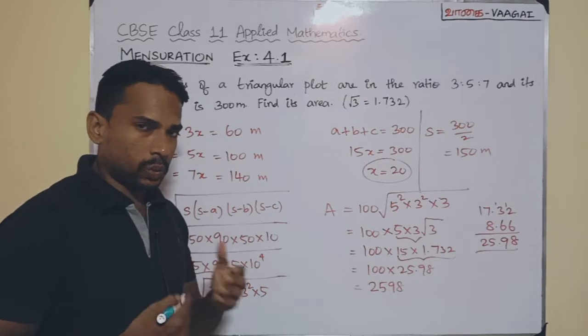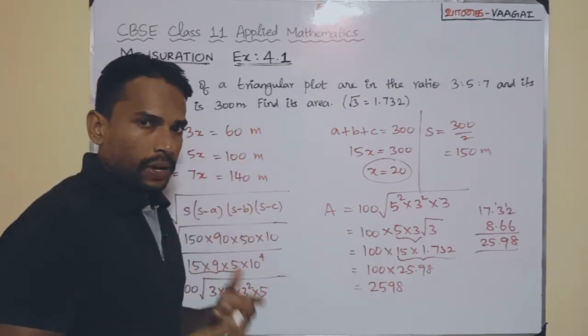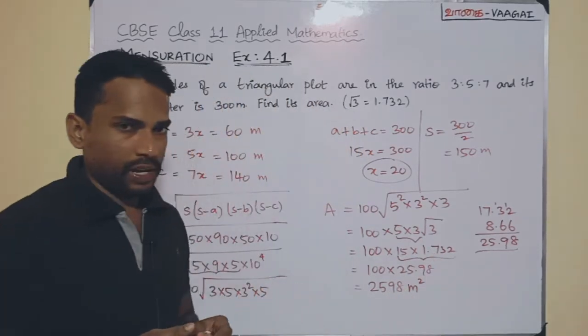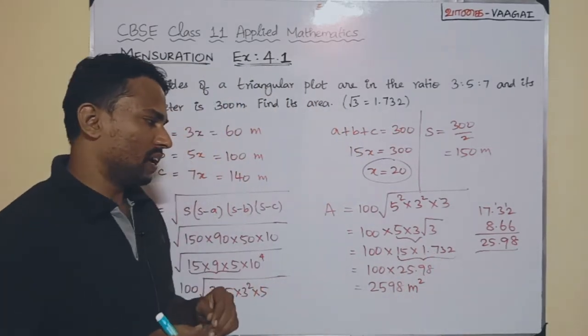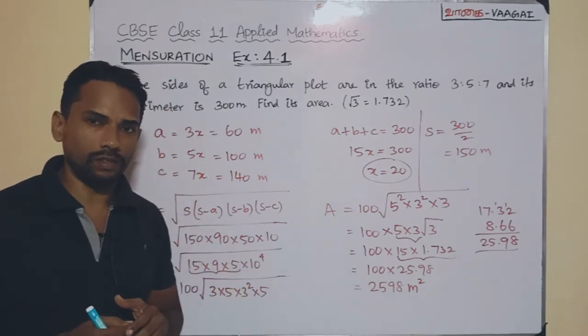Area should be in square units, and see the units here. The units given are meters, so that means our answer will also be in meter square or square meter. So the final answer is 2598 meter square, which is going to be the answer for your second question.